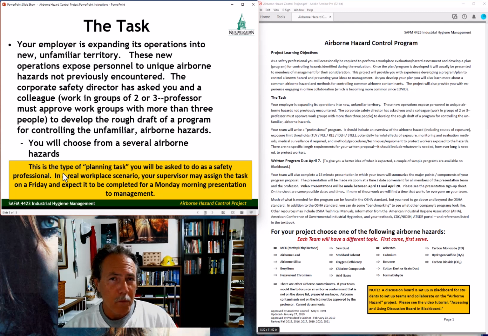In a real workplace scenario, it may even be as extreme as your boss comes in on a Friday afternoon and says, hey, I need you to work up this control plan for a meeting that we're having Monday morning. So what are you doing? You're working over the weekend, and hopefully you have some colleagues working with you to help put this together so that you'll have a professional proposal ready to go on a Monday morning. That's happened to me a few times.